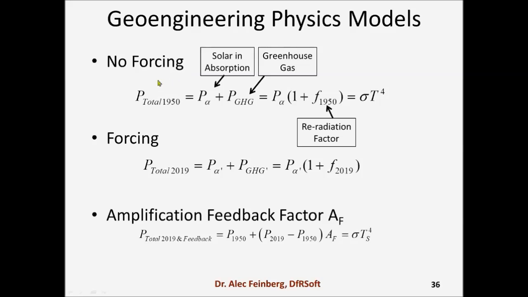Now we have a summary here. We have the no forcing 1950 values, where we have the solar absorption and the greenhouse gases additive numbers, and how we put that into the radiation value. Then we added primes to show you the 2019. Then we subtracted the 2019 from the 1950 and added it to what happened in 1950, and that's that 5 watts per meter squared number when you add in the amplification feedback number. So that was our model.